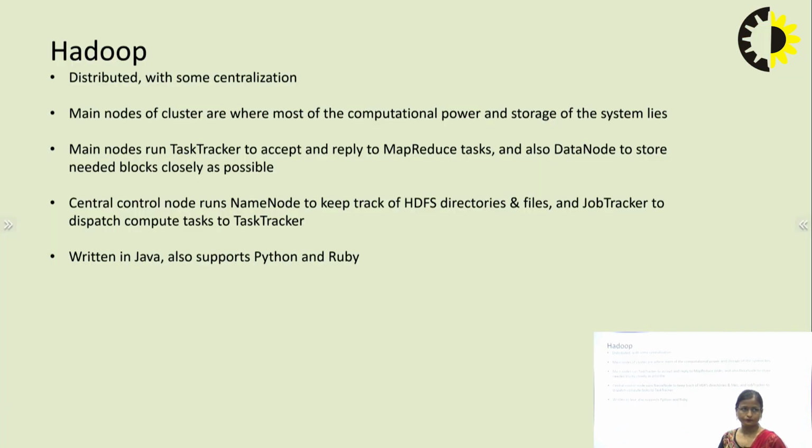Hadoop is distributed with some parts centralized, and the main nodes of the cluster are where most of the computational power and storage of the system lies. So here the main nodes of the cluster are where most of the computational power of the system lies. Then third, the main node runs a task tracker to accept and reply to map reduce tasks, and also a data node to store needed blocks as close as possible.